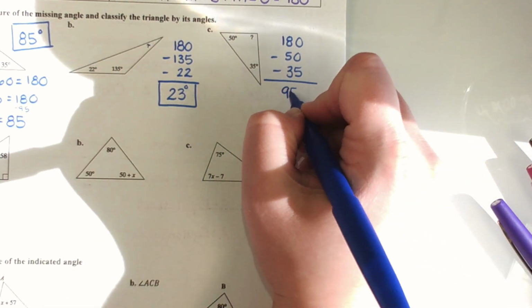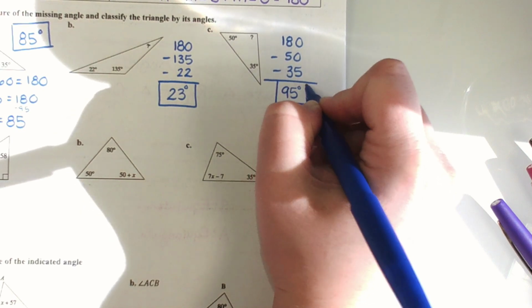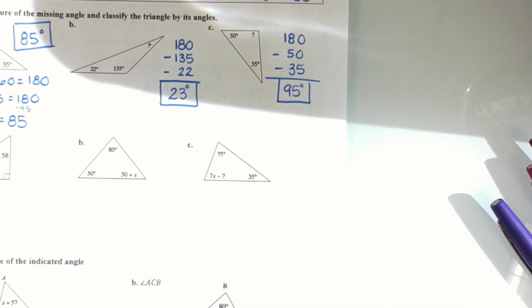It is 95. Question: did we answer the questions completely? Yes. No? No. The question says find the measure of the missing angle and classify the triangle by its angles. Did we answer the entire question? No.